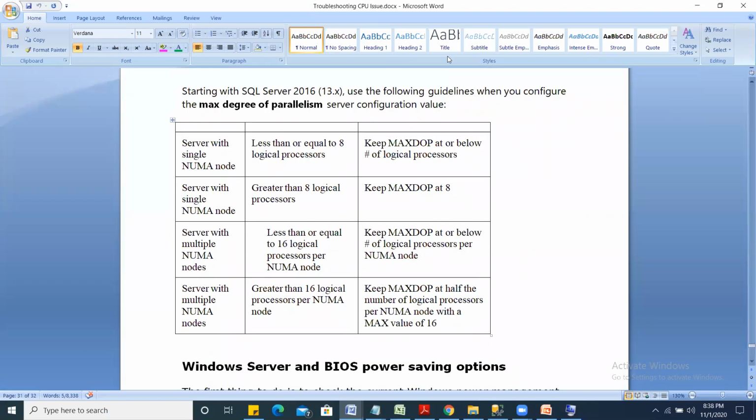This is the recommendation from Microsoft, especially for SQL Server 2016. And moreover, it is applicable from 2012 itself, right? So here the term is NUMA node. Let us try to understand this. How many of you know about NUMA node?